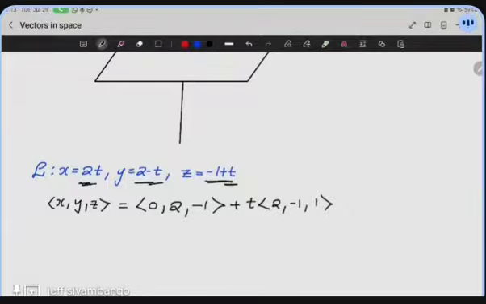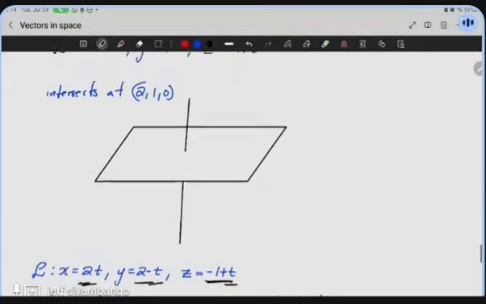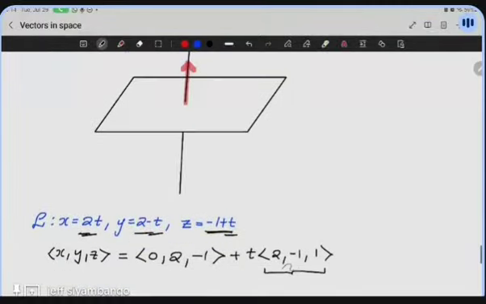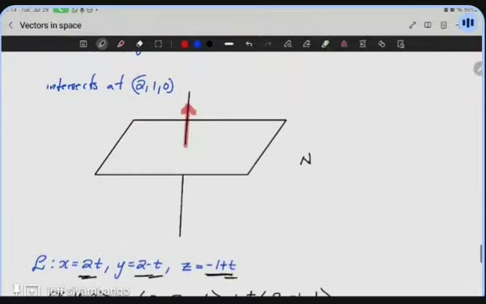So this part here is the part that points in the direction of the line. This is a vector in the direction of the line. And guess what? Since this line is perpendicular to our plane, any vector that points in the direction of the line is perpendicular to the plane as well. So that vector, which is in the direction of the line, is perpendicular to the plane, and this vector will act as our normal.